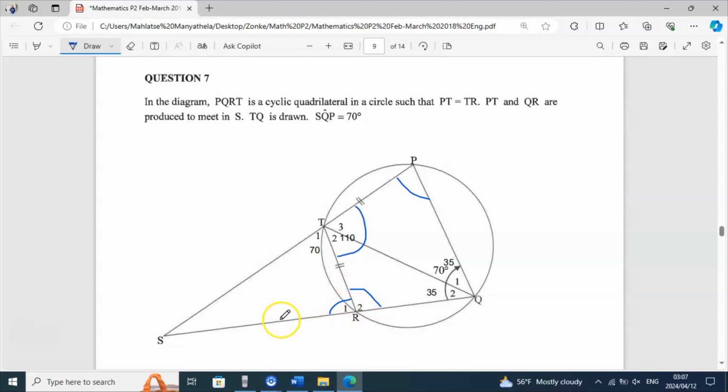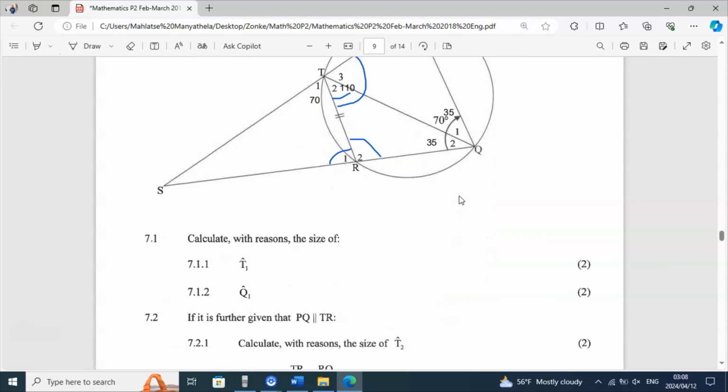At the same time, angle R1 is an exterior angle of this triangle TRQ. The exterior angle of a triangle is equal to the sum of the two interior opposite angles. But for now, we don't know angle T2. We know angle Q2, but we don't know angle T2. I think we've collected enough information to be able to answer the questions. So let's look at the question.